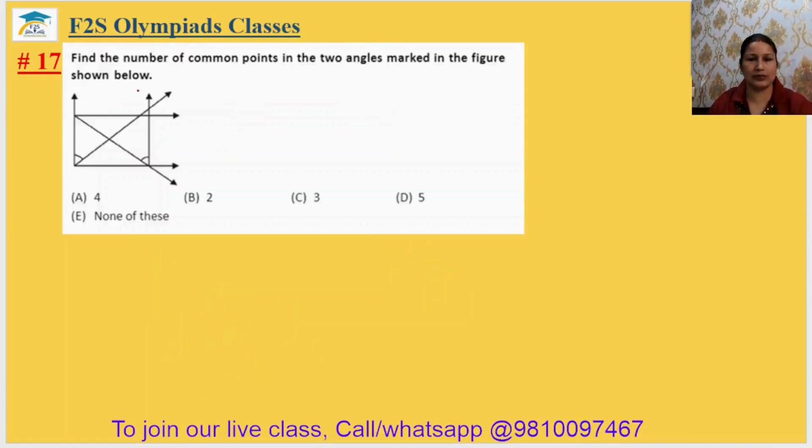Come to question number 17. Find the number of common points in the 2 angles marked in the figure shown below. Common points in the 2 angles. Okay, how many common points does this have? We can see 1 common point, 2 common points and 3 common points. Okay, so 3 common points, answer should be C. 17th answer will be C.